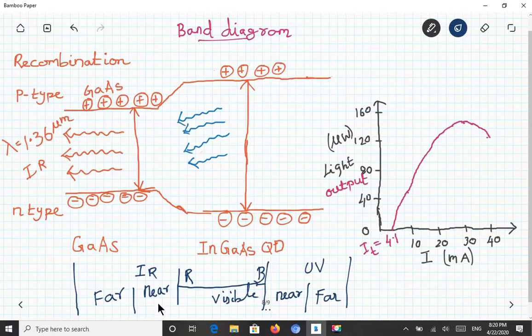So you will be getting a near infrared region, that is the wavelength of this region you will get. So it is a longer region. After red you will get the near IR region.